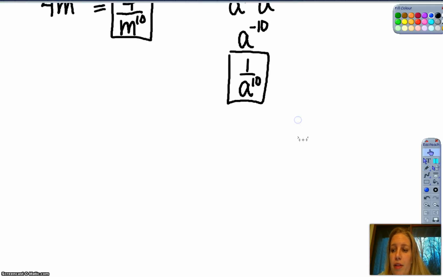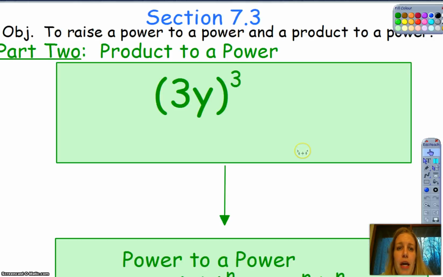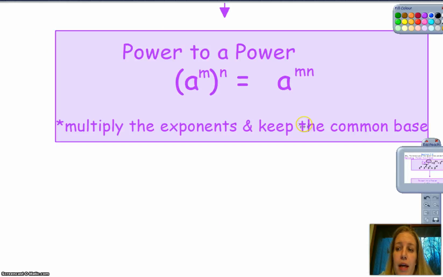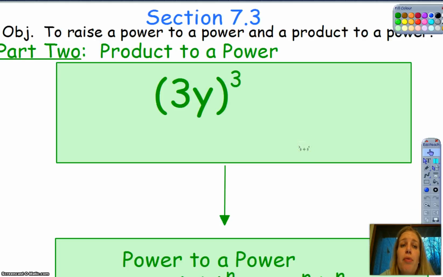Okay, now I have another rule for you, which is called a product to a power. So this is very similar to what we just did. Let me flip back real quick. This is a power to a power, so inside is just one thing that's raised to a power. New, it's called a product to a power, meaning we have something that's being multiplied inside our parentheses to a power.